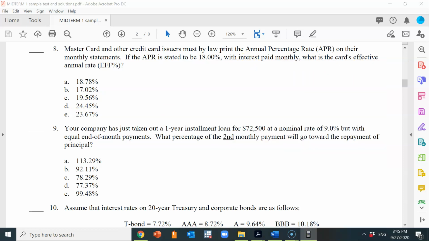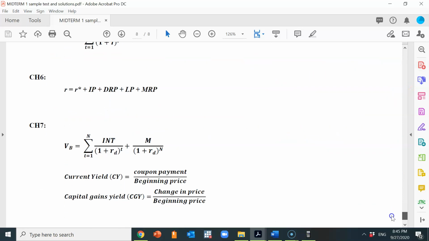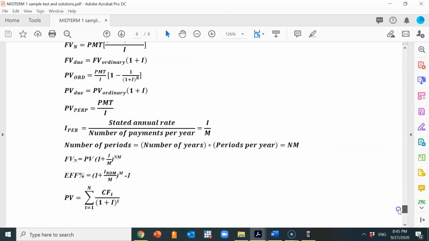Effective annual rate should be option C, 19.5618. Another way to solve for this question is to use our formula here. Okay, it's in here. Effective annual rate is 1 plus nominal rate divided by m, to the power of n, minus 1.